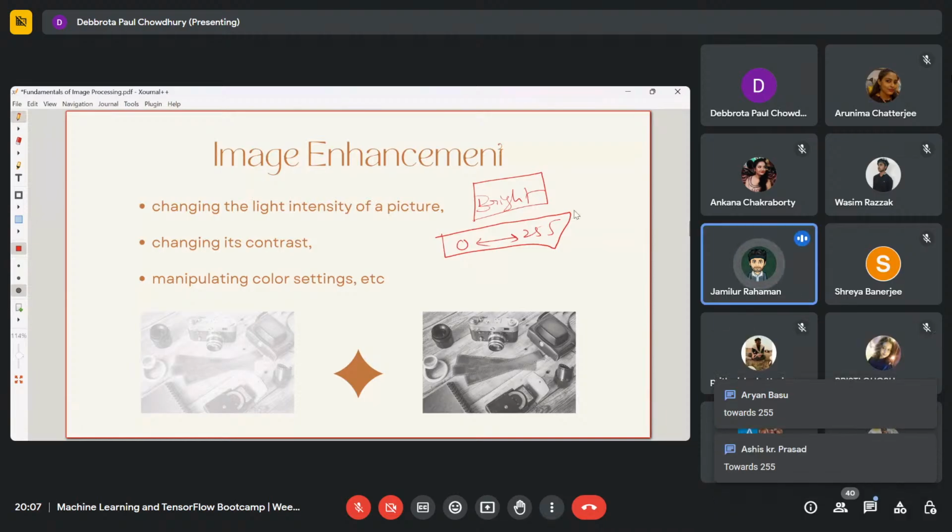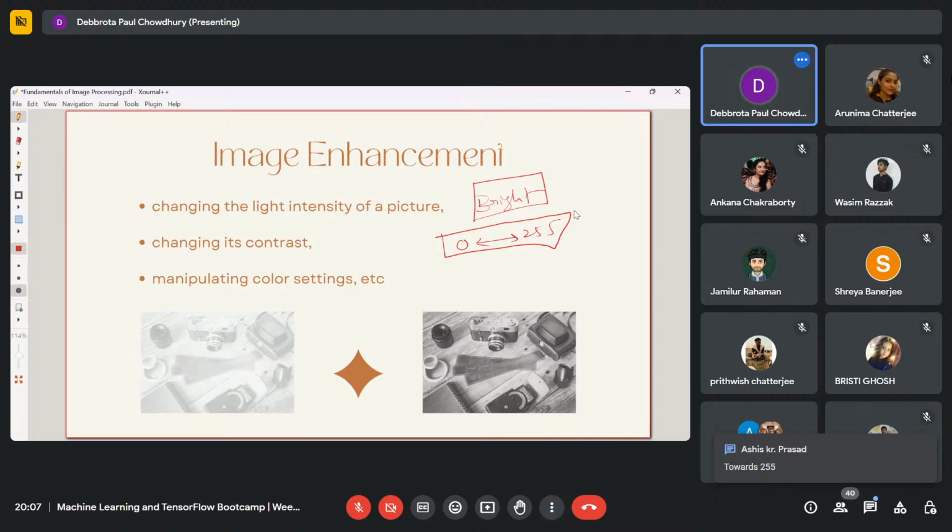Towards 255, and the chat also says yes, correct. So towards 255, because these are brighter images, right? These are brighter images. These are darker images. If you go towards 0, that is black. This is light image, that is white.